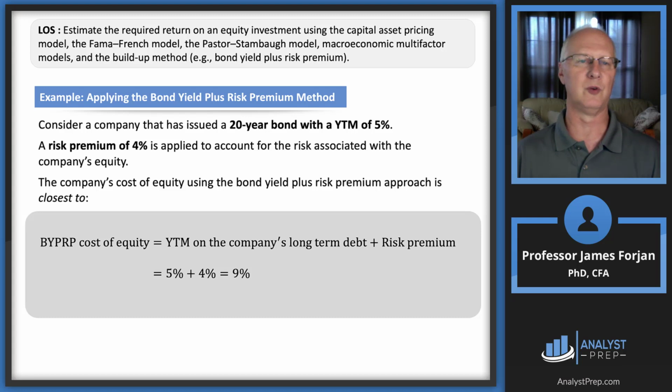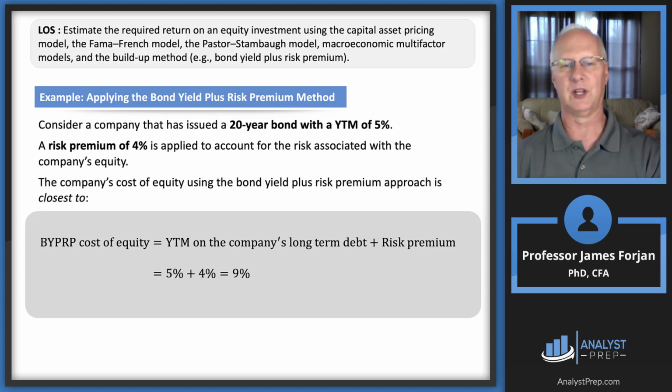So let's just do a super quick example. So we have a 20-year bond, yield to maturity of 5%. Risk premium of 4% is applied. So here we're not really coming up with this model at all in terms of where did we get that 4%. But you can imagine that we got that 4% as kind of a combination of all of the things that we've talked about over the previous 8 slides or so. So here we're just going to take 5 and 4 and add those together to get 9%.